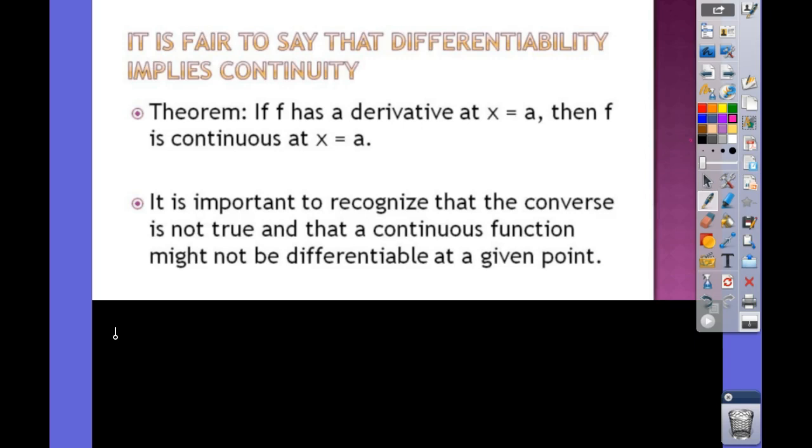I will tend to say continuity does not imply differentiability. I think it's much easier and much more concise. Continuity does not imply differentiability. Think of an example of a continuous function that is not always differentiable. What function has a domain of all reals but isn't differentiable everywhere?